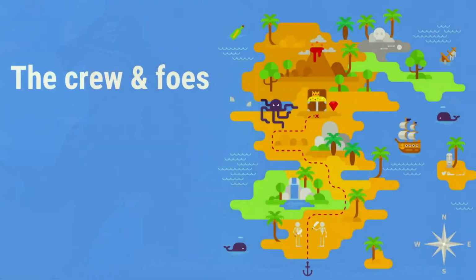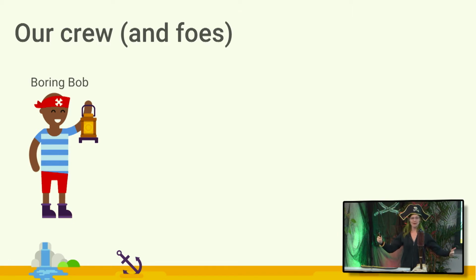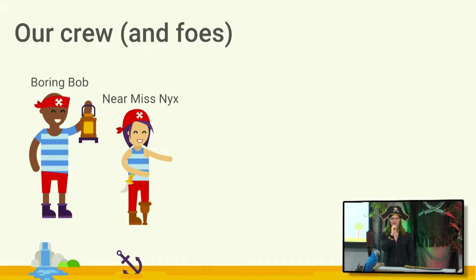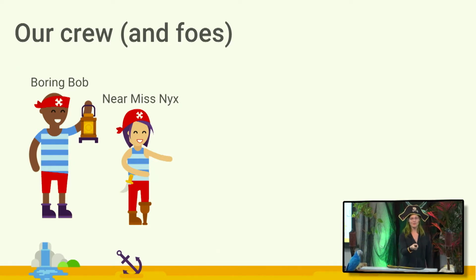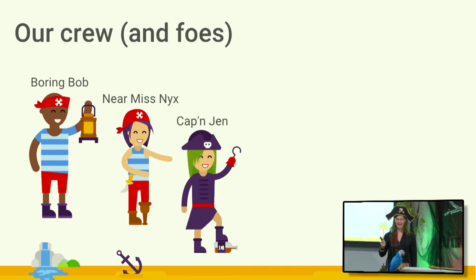Let's talk about the crew tonight and one of their foes. Here's our crew. We have Boring Bob. Boring Bob's a pirate. He's a cool pirate. He hangs out. He's pretty chill, does a great job. We have Near Miss Nix, who is known for never missing, always hitting. She's pretty violent, terrible person. But she's also a great app developer. She actually wrote our application. And then, of course, we have Cap'n Jen, which is me, because I'm doing the talk, so I get to be the captain.